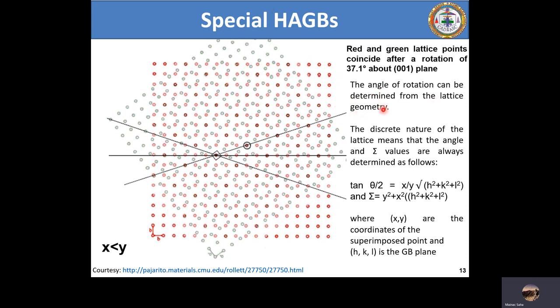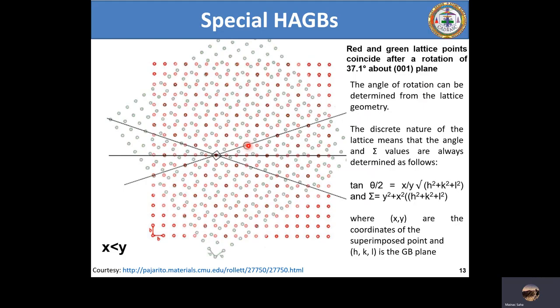So the angle of rotation can be determined from the lattice geometry, which means that the discrete nature of the lattice means that the angle and the sigma values are always determined as follows. If you look at theta, this is the misorientation angle across the CSL boundary. So tan theta by 2 is equal to x by y into square root of h square plus k square plus l square. And sigma is nothing but y square plus x square into h square plus k square plus l square, where x and y are nothing but the coordinates of the superimposed point.